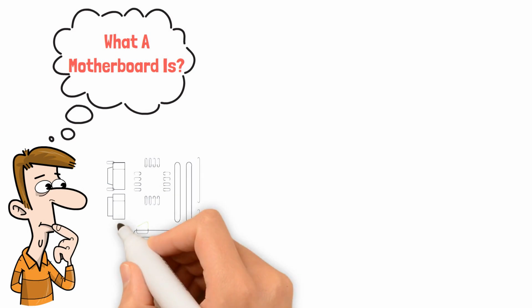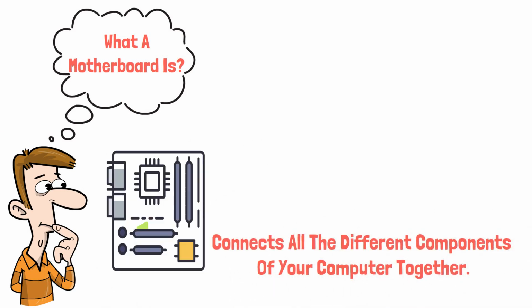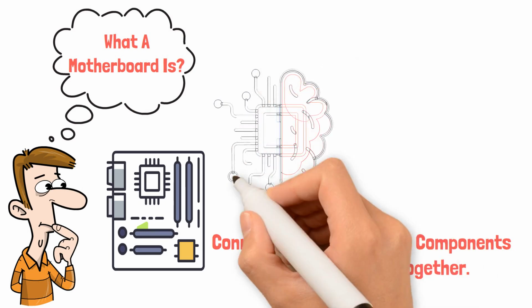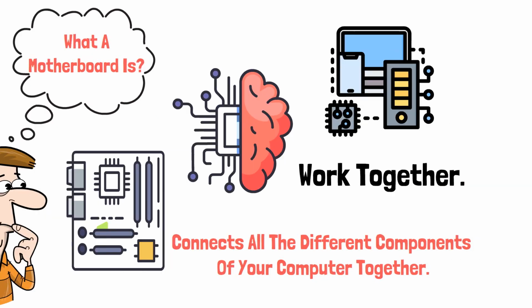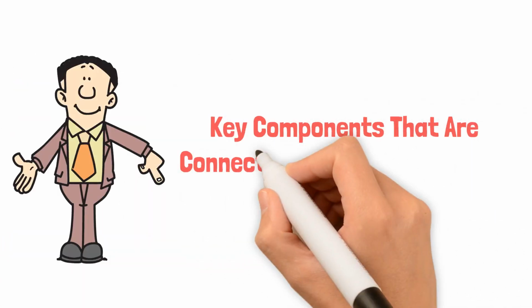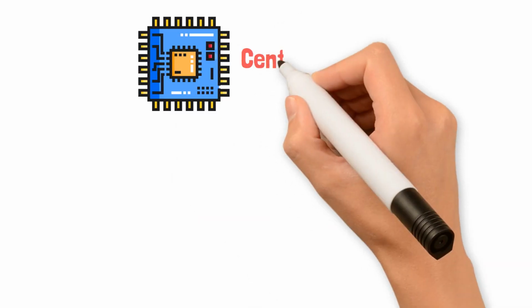Simply put, it's the main circuit board that connects all the different components of your computer together. It's like the nervous system of your computer, allowing all the parts to communicate and work together. Now let's talk about some of the key components that are connected to the motherboard. One of the most important components is the CPU, or central processing unit, that we talked about last time.